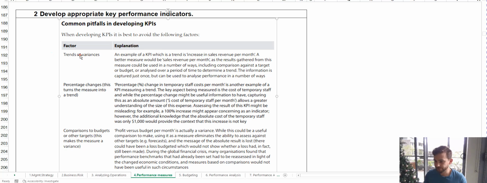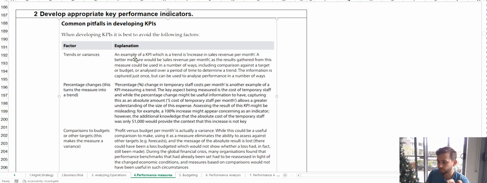So the first thing that it's mentioning is trends or variances. And what this is saying is, it's trying to explain the difference between a trend, which is many data points over time, versus a single data point. So here it's saying an example of a KPI which is a trend is an increase in sales revenue per month. So you know that there's an increase in sales revenue per month because you've got two data points there. You're saying that this data point is higher than this data point.